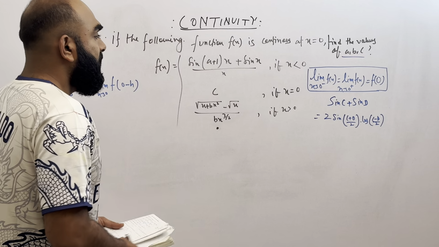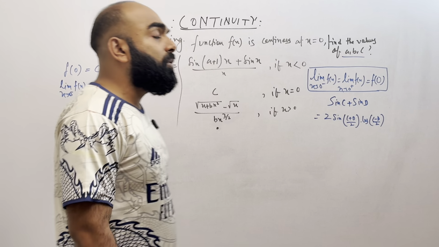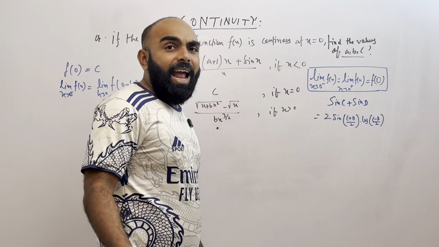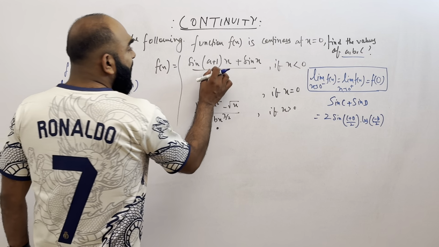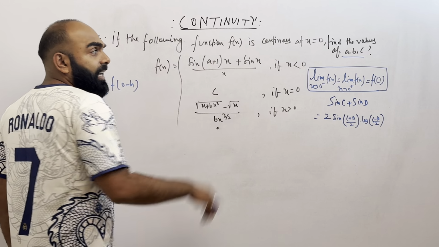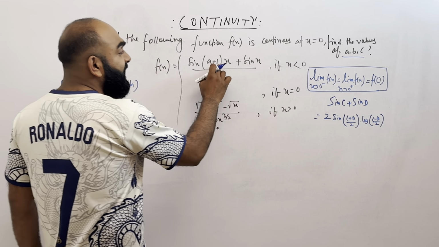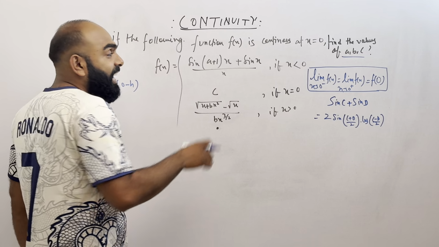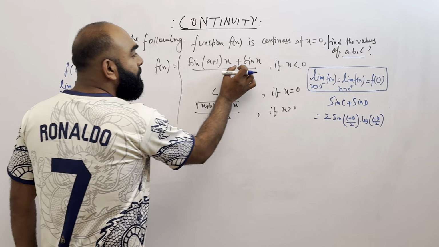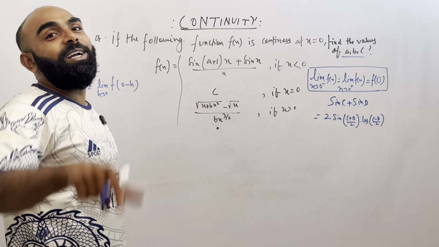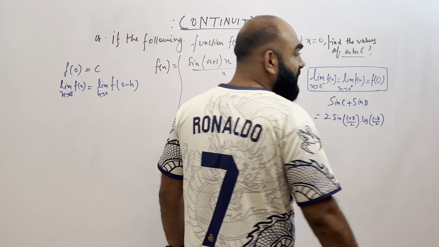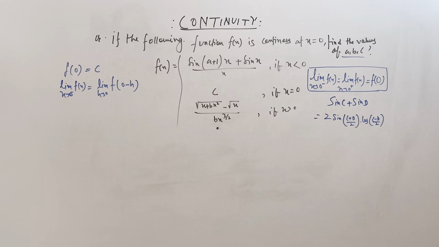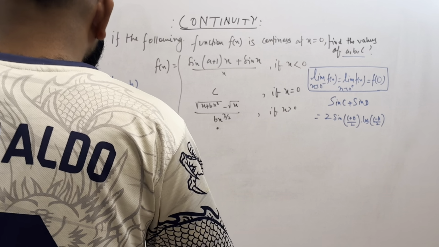Sin c plus sin d is 2 sin((c plus d)/2) into cos((c minus d)/2), where c and d are the angles. For this function, c is (a plus 1) into x and d is x only. So sin c plus sin d is 2 sin((c plus d)/2) into cos((c minus d)/2). Correct? Okay, now come to here.